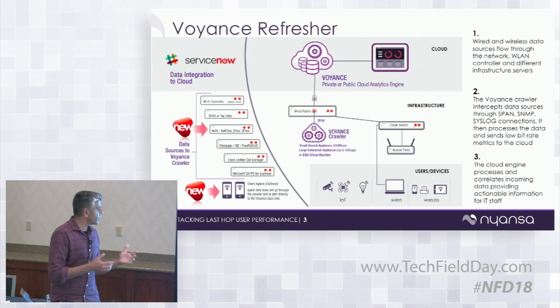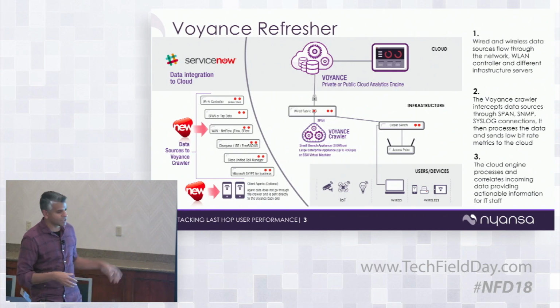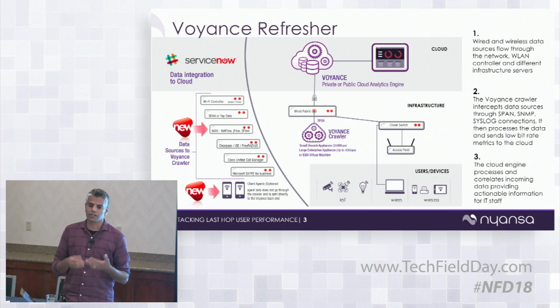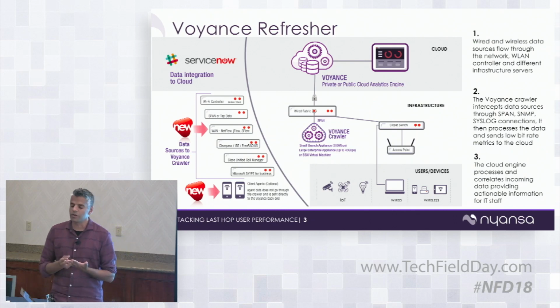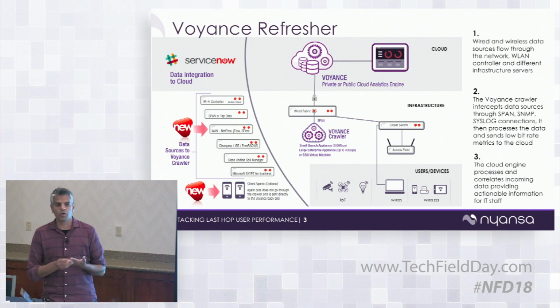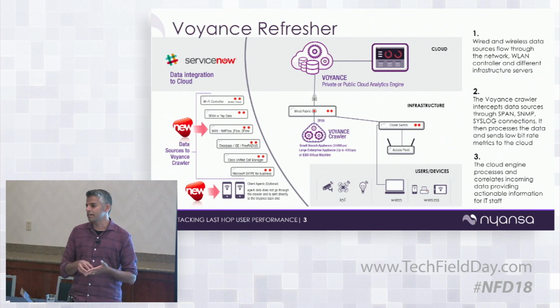So, one way to think about it, the crawler's job is to collect all of this data, but outside of doing that, it doesn't do very much. It compresses, encrypts, and sends the data back to a backend. And the backend can either be hosted in the public cloud. Today we host in Amazon AWS, or it can be hosted in your private data center as well.